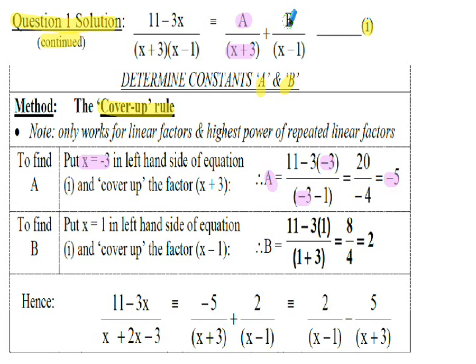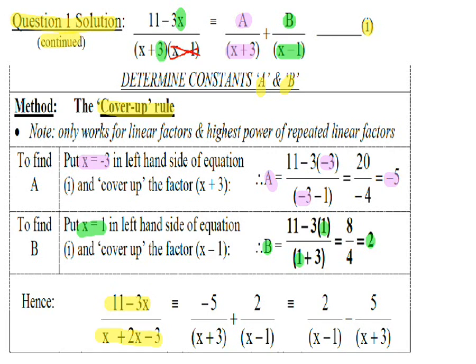Now to find constant b, we need to let x equal 1 to ensure this bracket becomes 0 here. Then we cover up the x minus 1 bracket on the left hand side of equation 1 and put the value of x equal to 1 wherever we see an x in the equation. So putting the values of 1 in here, we find that b evaluates to positive 2.